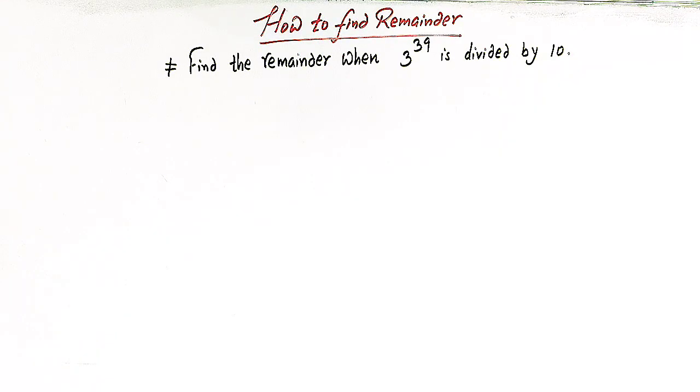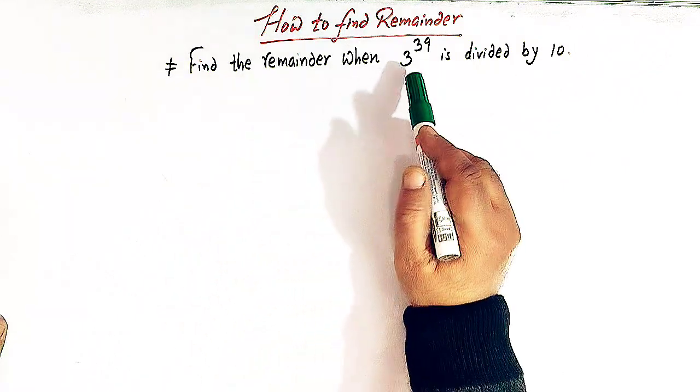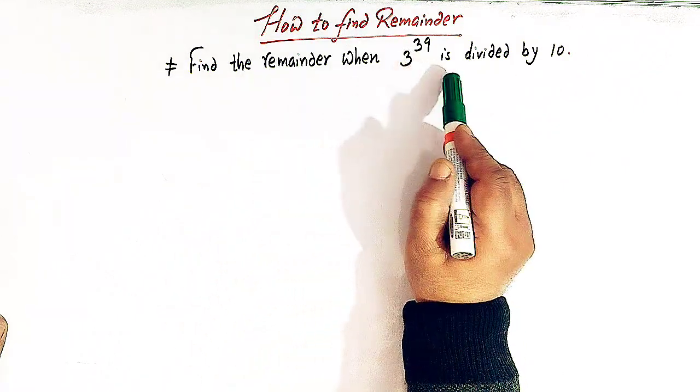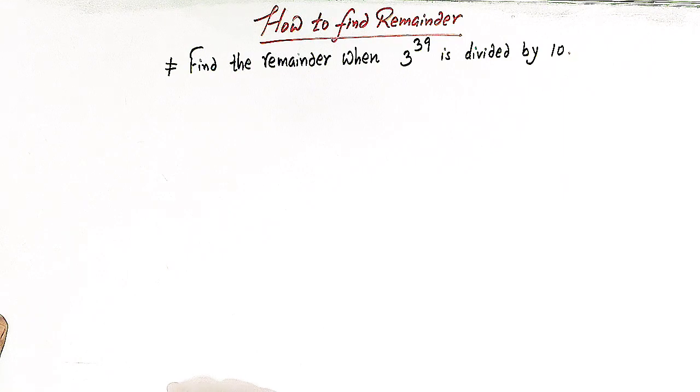Hello, viewers. In today's session, we are going to discuss some very important conceptual and interesting problems from the topic how to find a remainder, right? So, here we are going to discuss some important problems. And the first problem is to find the remainder when 3 raised to 39 is divided by 10, right?